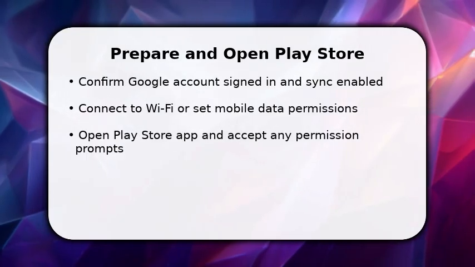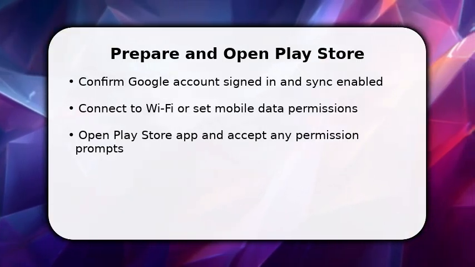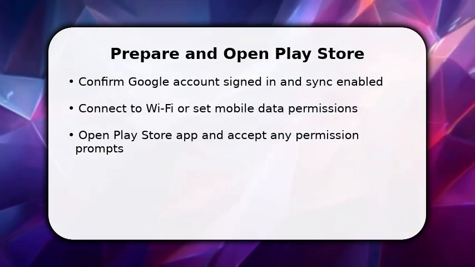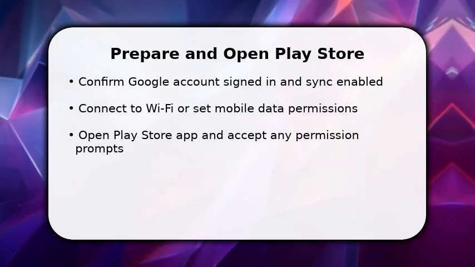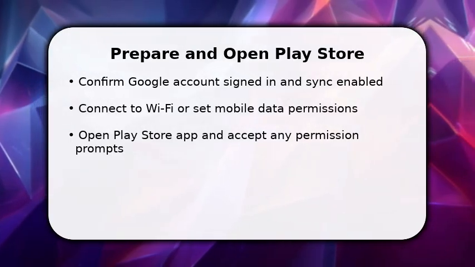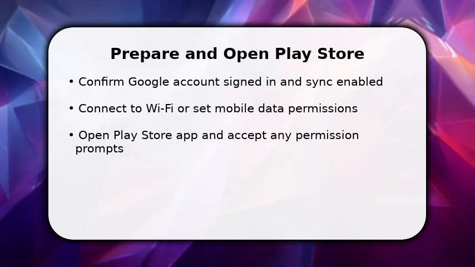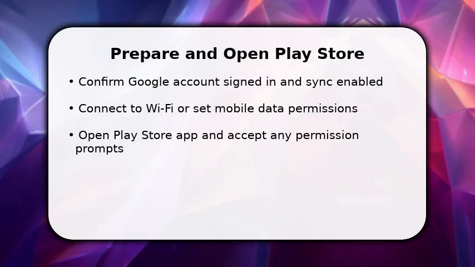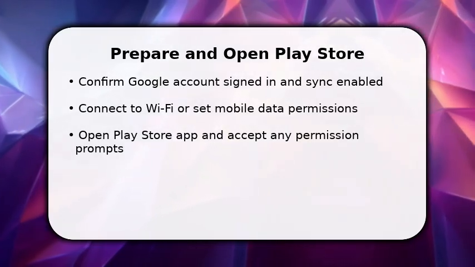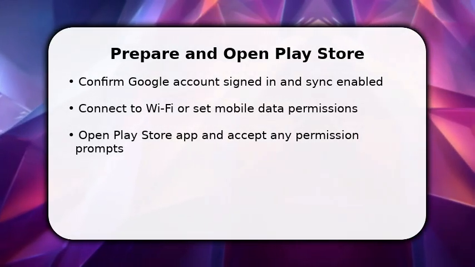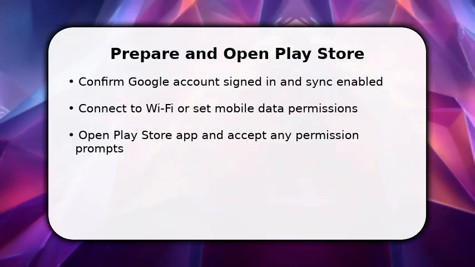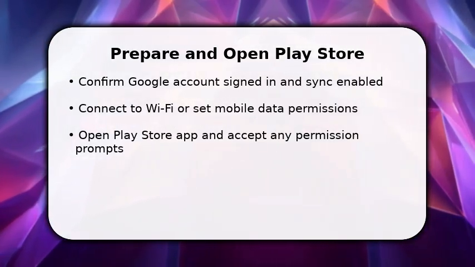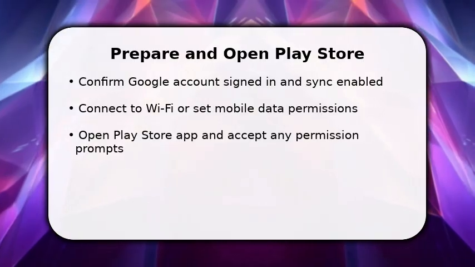You already have your device ready. Sign into your Google account and make sure Sync is enabled so purchases and apps link to you. Once done, connect to Wi-Fi or enable mobile data to avoid interruptions and open the Play Store app. You may see permission prompts. Grant what's necessary for downloads. This gets you into the store and lets you search, browse, or access your library immediately. Make sure notifications are allowed for updates later.